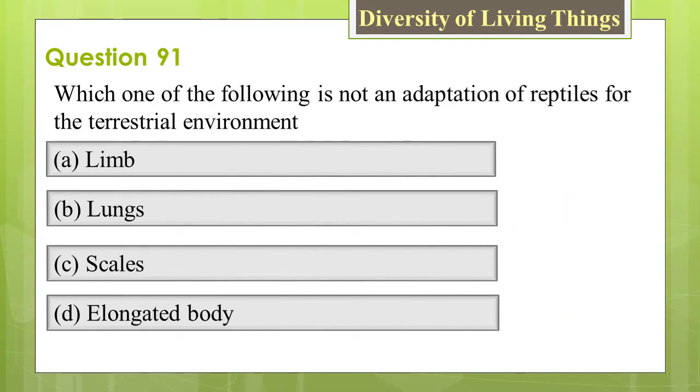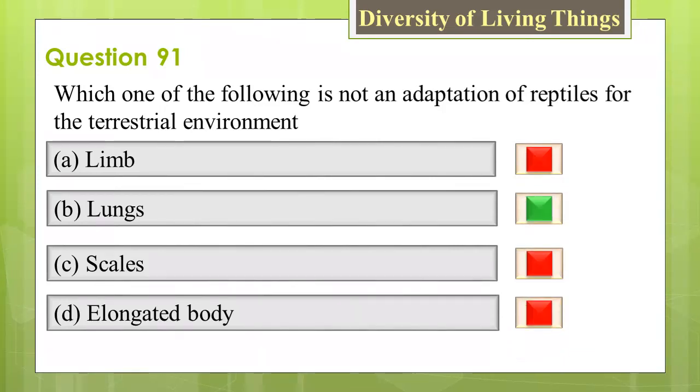Question 91. Which one of the following is not an adaptation of reptiles for the terrestrial environment? A. Limbs. B. Lungs. C. Scales. D. Elongated body. Which one of the following alternatives is the correct alternative? B is the correct alternative, and that is lungs.